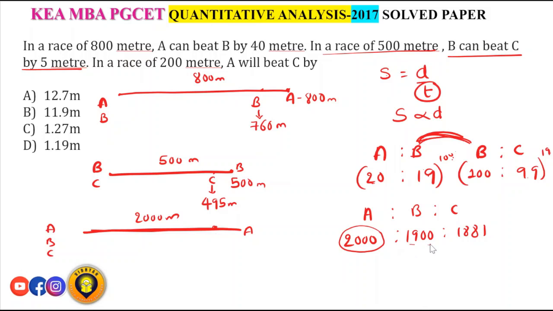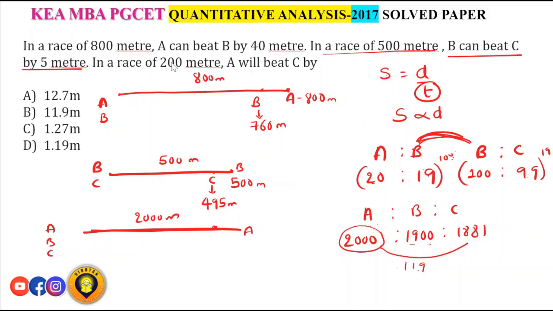Distance covered by B is 1900 meter, which means A beats B by 100 meter in 2000 meter race, and A beats C by 119 meters in 2000 meter race. Are you getting? See, the difference between A and B is how much? 100. That means A beats B by 100 meter in 2000 meter race. And what is the difference between A and C? It is 119. That means A beats C by 119 meter in 2000 meter race.